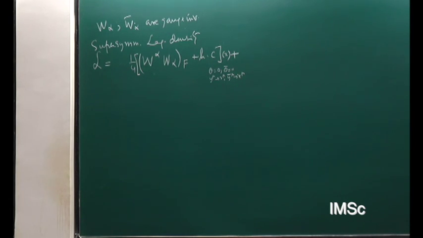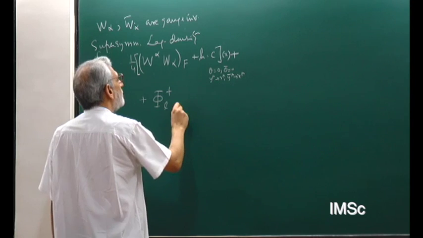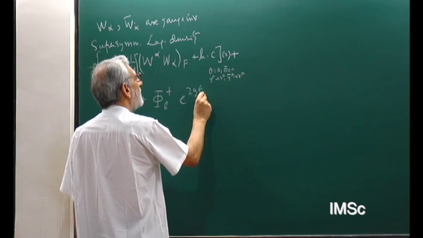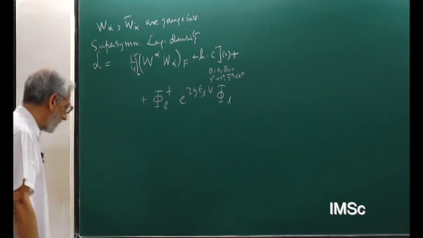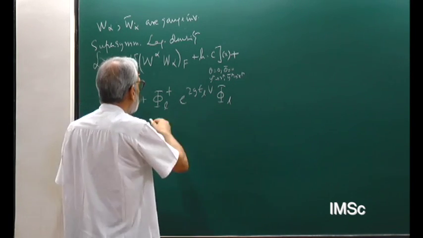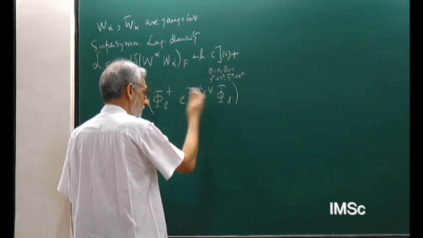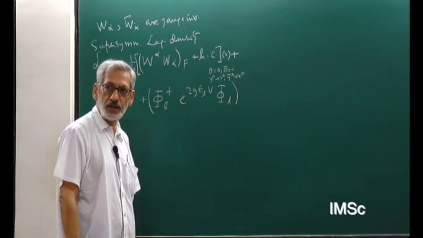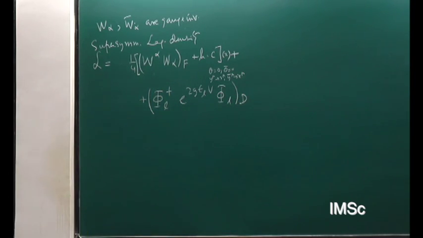And to this we add Phi_L dagger exponential 2 g T_L V Phi_L. And that's also gauge invariant because that's what we have checked. So we can add this. And it's a real object on its own. This is a real superfield exponential. You multiply by Phi dagger, that's still a real superfield. And you take the D term of that. The D term is the theta squared theta bar squared coefficient.